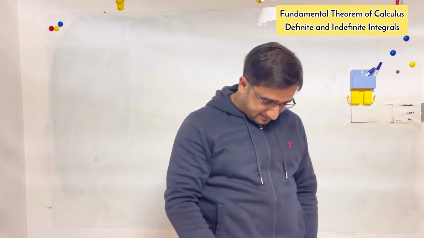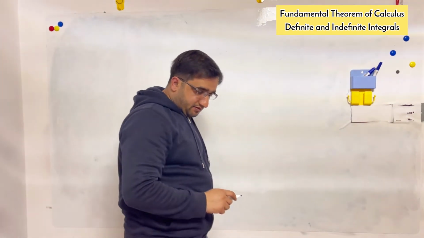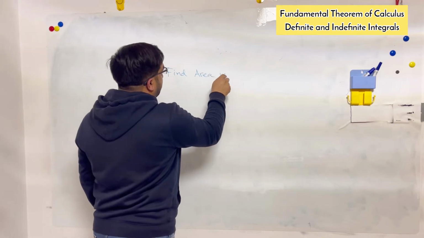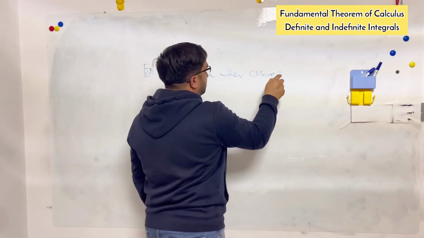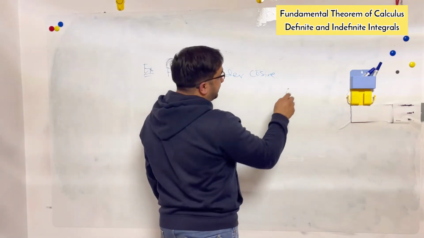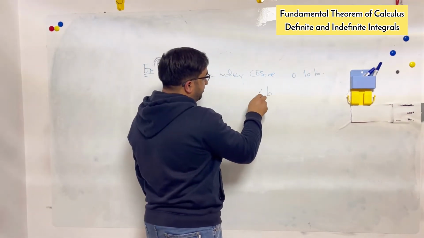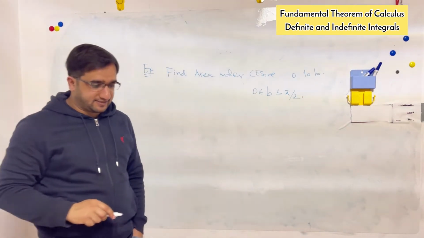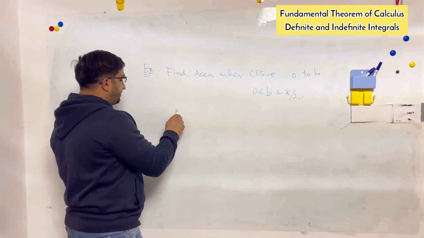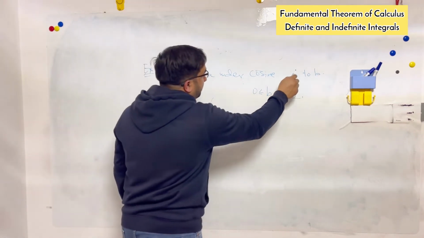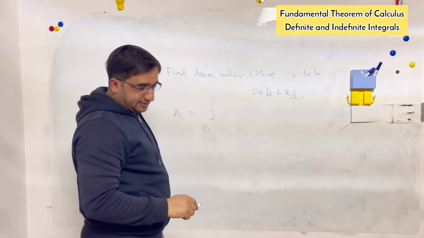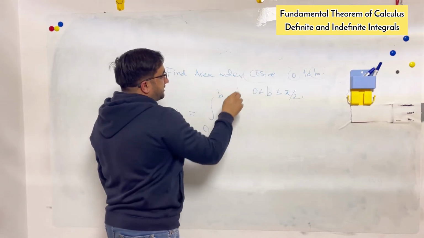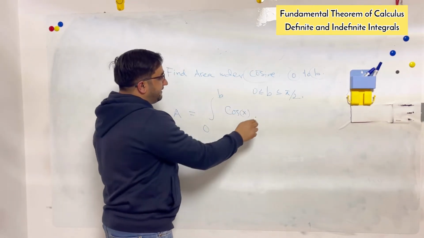Okay, one more example. The example is find the area under the cosine function, and the interval is 0 to b, where b is between 0 and pi by 2. We have already done this example maybe using the same Riemann sum. Area under the curve means integral from this to this. So if you are taking the integral from 0 to b, then the function is cos x dx.